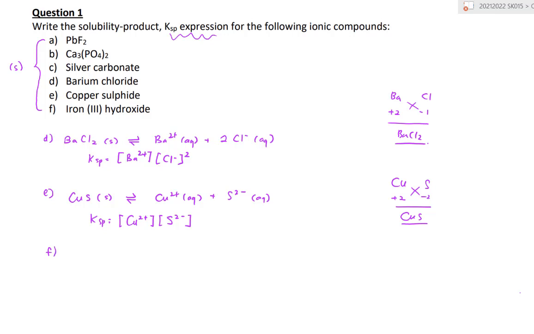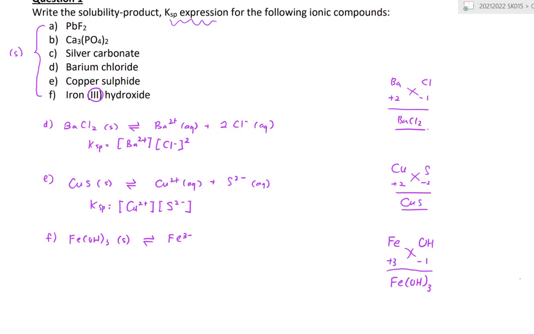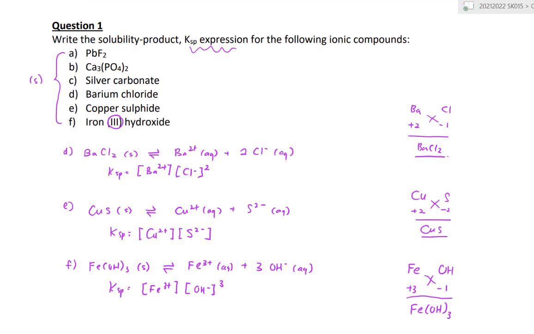Last one for F is iron hydroxide. In this case, the iron gives you a positive 3 charge. If you see over here, it means that this ion has a positive 3 charge, and then OH has a negative 1 charge overall. So Fe(OH)3, Fe with 3 OH minus in brackets. So the formula over here, Fe(OH)3, a solid ionic compound, dissociates in equilibrium to give you Fe3 plus aqueous ion and 3 OH minus. So the Ksp expression is Fe3 plus and then the OH minus concentration raised to power 3. So here's the answer for D, E, and F.